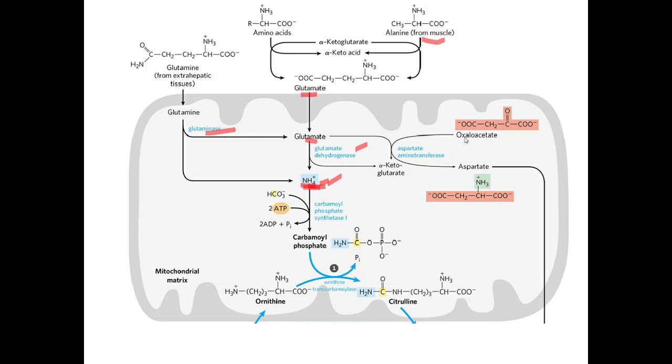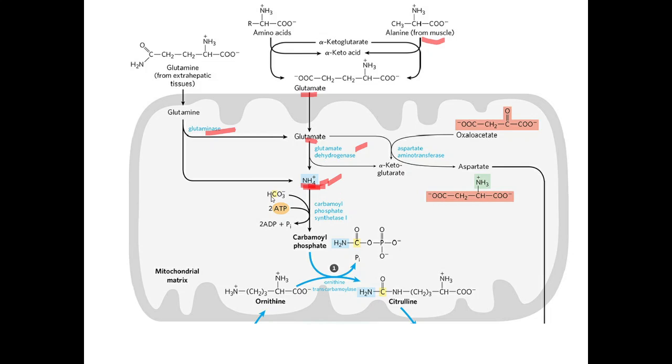Next we have oxaloacetate and aspartate. Again, this aspartate aminotransferase reaction is happening here. We are getting alpha ketoglutarate and the aspartate molecule. So that is the aspartate aminotransferase reaction. Okay, so till now we have got this ammonia molecule here.